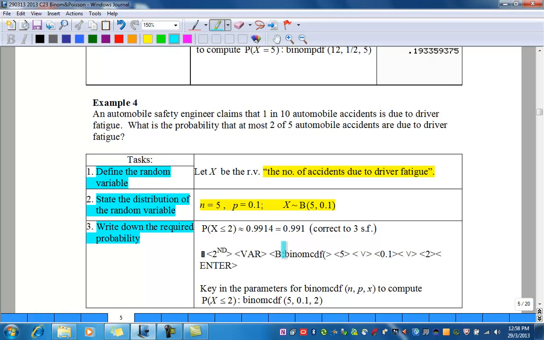3. Write down the required probability. P(X ≤ 2), and using your GC you end up with a value of 0.9914, and to 3 significant figures, 0.991. The GC command is as shown. Taking note as well, if inequalities are involved, it will be binomCDF.